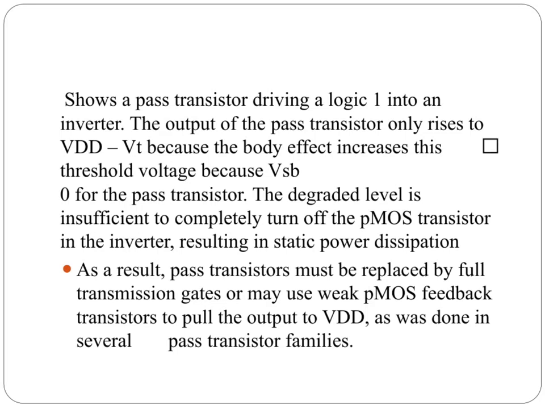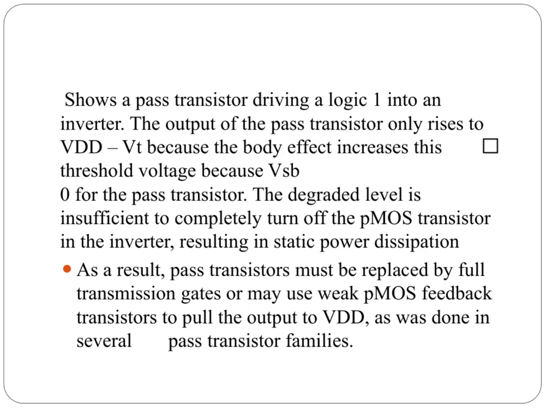Here we see a pass transistor driving a logic high, or a logic 1, into an inverter. The key point is that the output voltage of the pass transistor only rises up to VDD minus the threshold voltage, VT. This happens because of the body effect, which increases the threshold voltage when the source-to-body voltage, VSB, is not 0 for the pass transistor. This degraded voltage level isn't high enough to fully switch off the PMOS transistor in the inverter. As a consequence, the PMOS transistor never completely turns off, leading to static power dissipation, which we want to avoid.